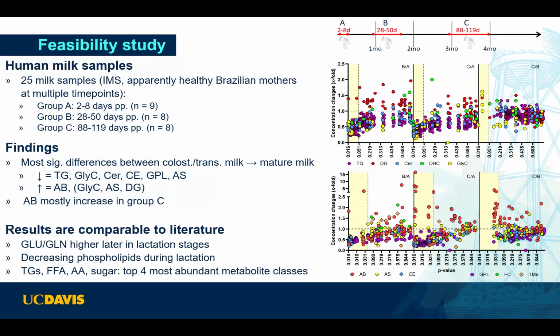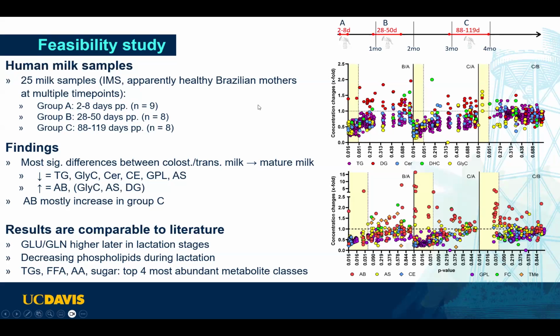So now our feasibility study, as mentioned, we had samples we were allowed to use from Brazil, and the mothers provided samples at multiple time points, so at least 2. I tried for 3, but it was not even possible for the little sample numbers for each of these time frames. So group A was sampled from colostrum to transitional milk the first week. Group B is about 1 to 2 months, and group C is about 3 to 4 months. So we have 2 more mature milk sample ranges and 1 very early on.